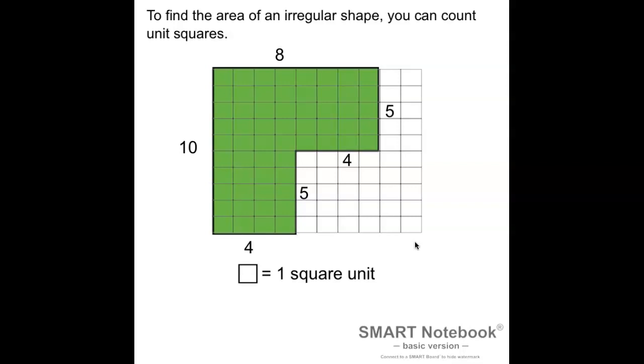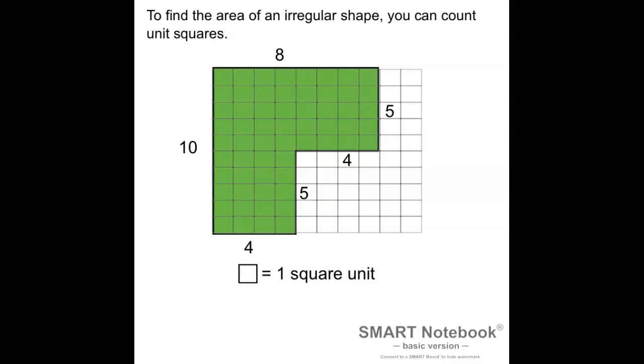So basically an irregular shape is just a shape that has many different sides of many different lengths, and you can't just find the area by multiplying length times width because it doesn't have a complete side. So now we're going to try to find the area of irregular shapes. So an irregular shape is just a shape that has many different sides that are not the same.